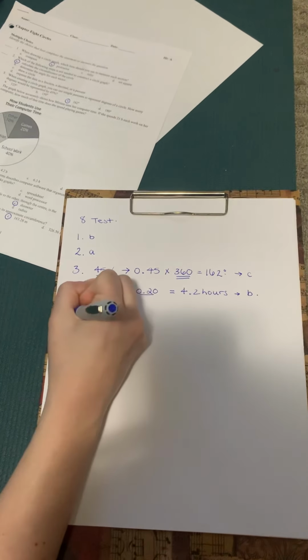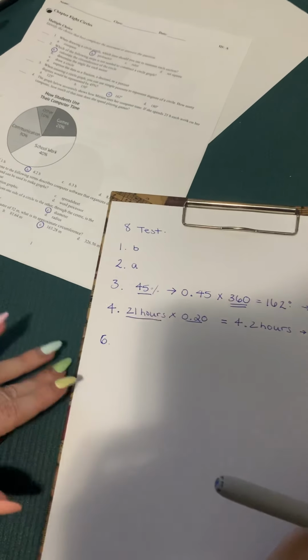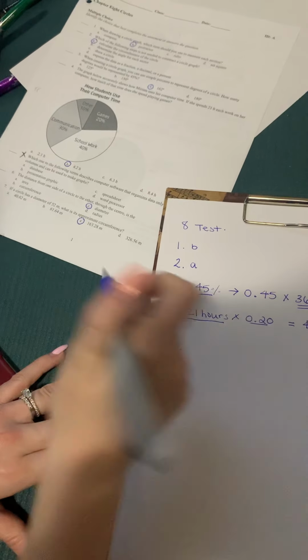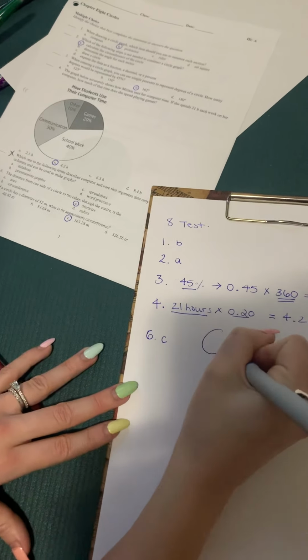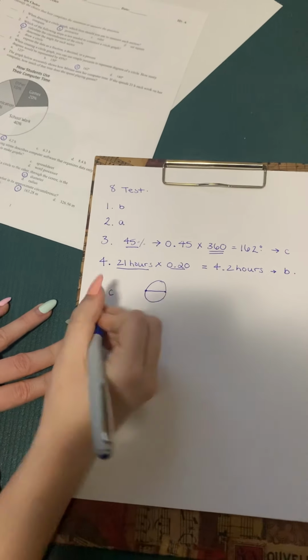We didn't do number 5, so I'm jumping to number 6. The distance from one side of a circle to the other through the center is C, the diameter. So that's the line. It goes from one side of the circle all the way to the other. The answer is C.